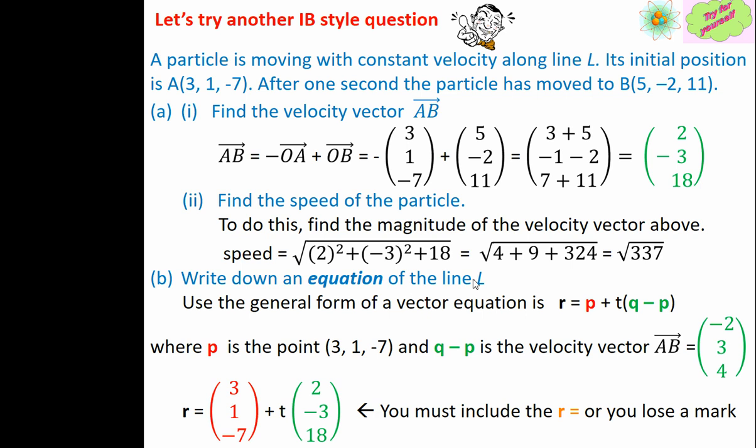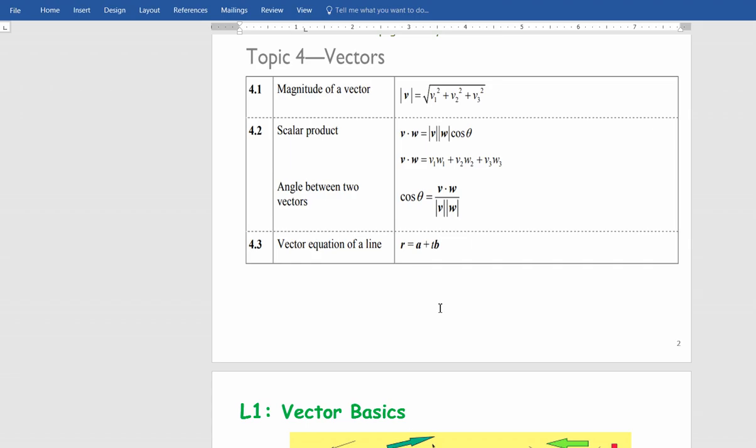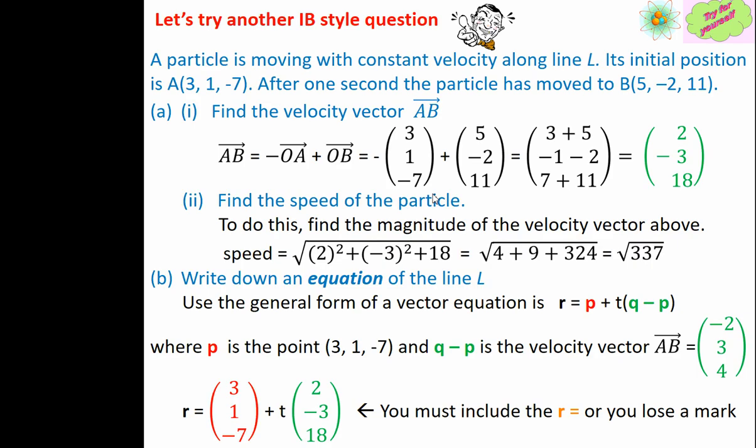Write down an equation of the line L. So use the general form of the vector equation. Use that form if you prefer, because that's the one you get in the formula booklet. So P is the point at time 0. Remember, P is the point at time 0 because that's its initial position. So the position vector of that point at time 0 is this one here, plus t for time, and the velocity vector goes here. So that's easy. Please remember, you must include r equals or you lose a mark.